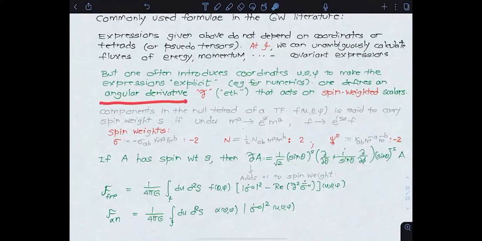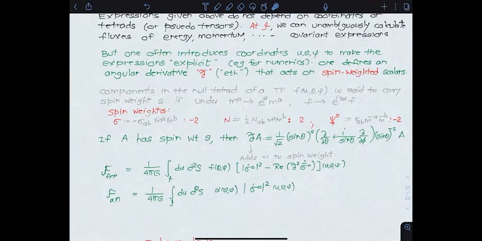One also defines an angular derivative operator in the theta-phi direction. It is called eth. And that acts on what are called spin-weighted functions or spin-weighted scalars. I would like to introduce this terminology because you will see this a lot in the theoretical papers, numerical relativity papers on gravitational waves. So first let me tell you what a spin-weighted scalar is.